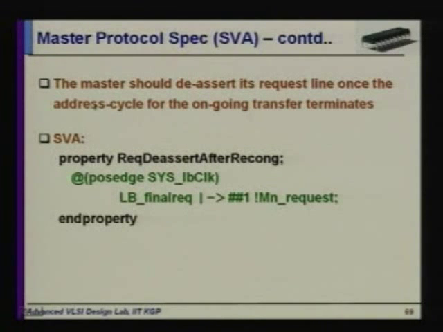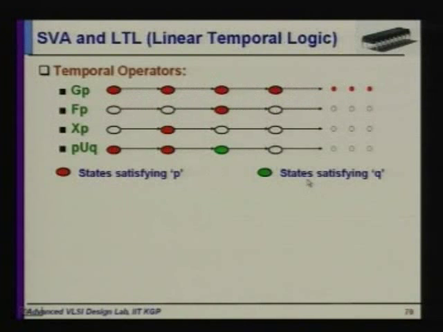And similarly, the master should not deassert its request line once the address cycle for the ongoing transfer terminates. So this implies not mn request. It cannot deassert its request line while the transaction is going on. Now, an important topic: I have said that the temporal nature of a design is captured through assertion. By temporal, I mean time. It spans over time.